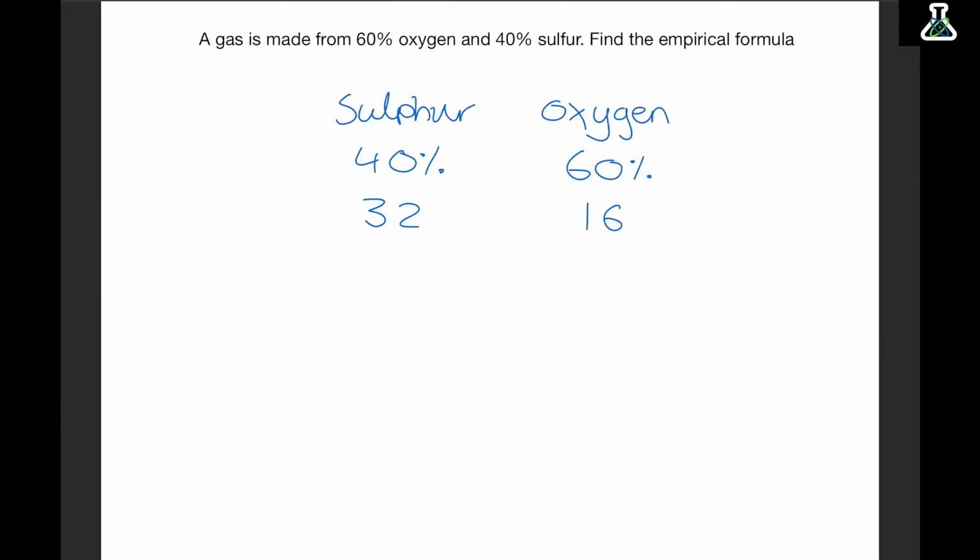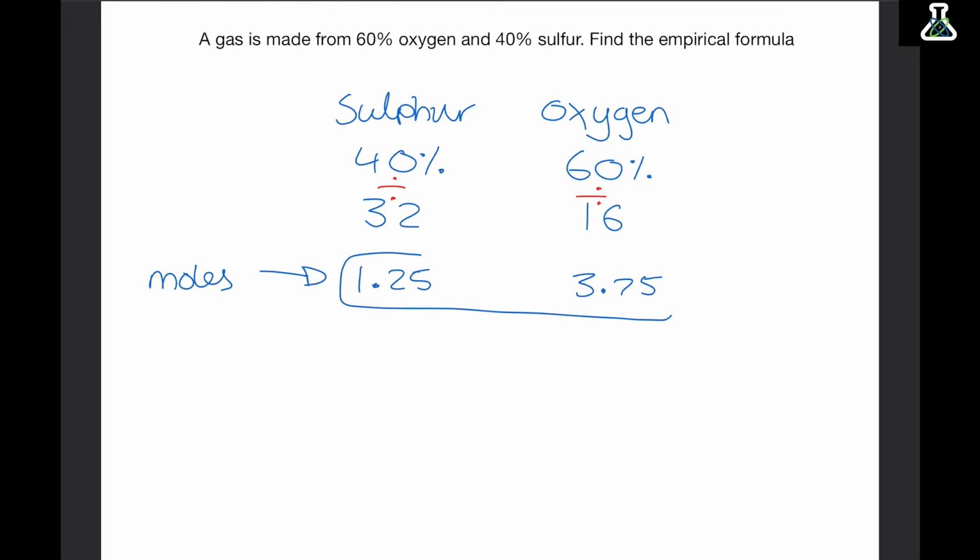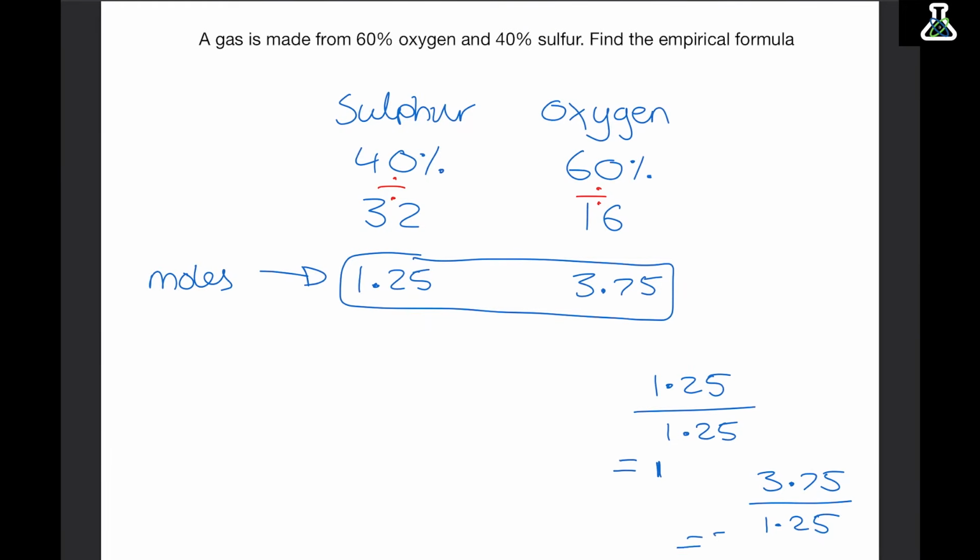Now we're going to find the number of moles. So we can find the moles by dividing the sample by the mass, which is already here. So if we divide these, we get 1.25 and 3.75. And now we want to use all of this information to find the empirical formula. So we're going to divide these both by the smallest number, which is 1.25. So 1.25 divided by 1.25 equals 1, and then 3.75 divided by 1.25, we get 3.